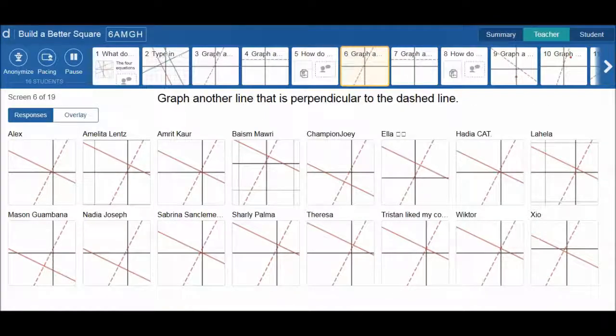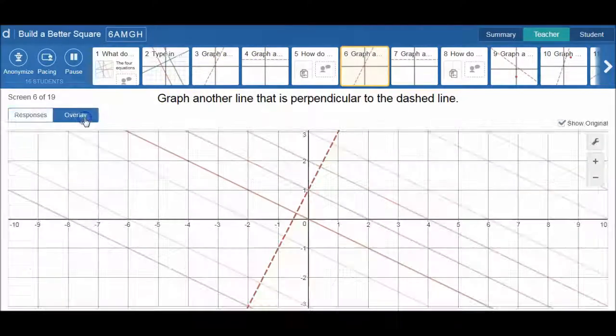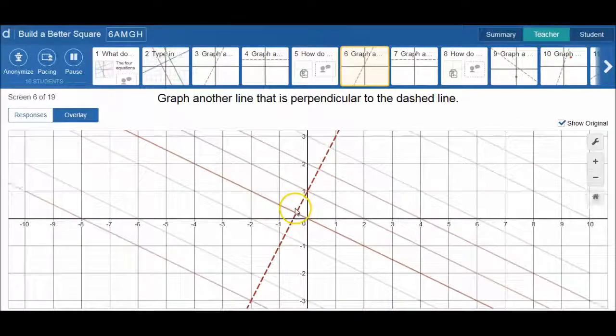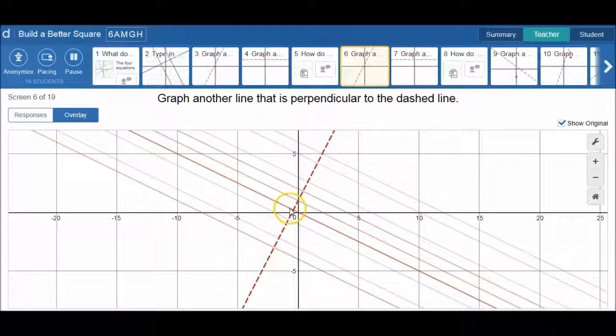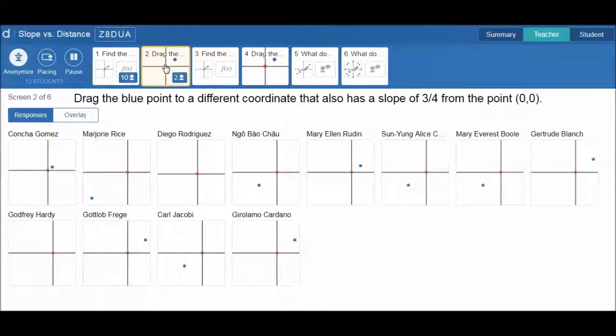In this next example, students are asked to graph another line that is perpendicular to the dashed line. If you find that small groups of students are having trouble, you can provide individual support. And if most of the class is struggling, you can think about class-wide strategies or perhaps redesigning the activity for the next go-around.